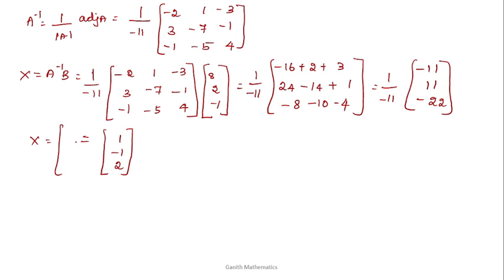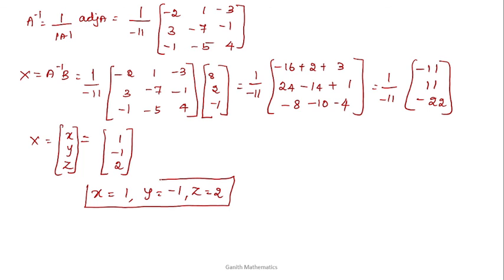And this is nothing but the values of x, y, z, and from this we can find x is equal to 1, y is equal to minus 1 and z is equal to 2. These are the same values which we found in the previous method, Cramer's rule, right? So once you know how to find the determinant and the inverse, then you can solve the system of equations by any one of the methods and find the solution. Hope you understand it clearly.